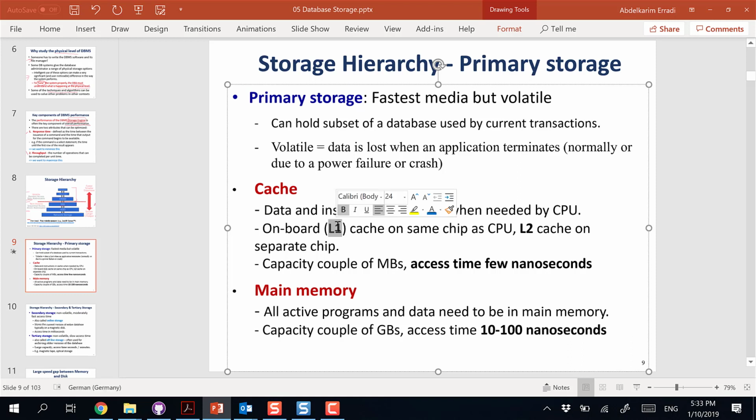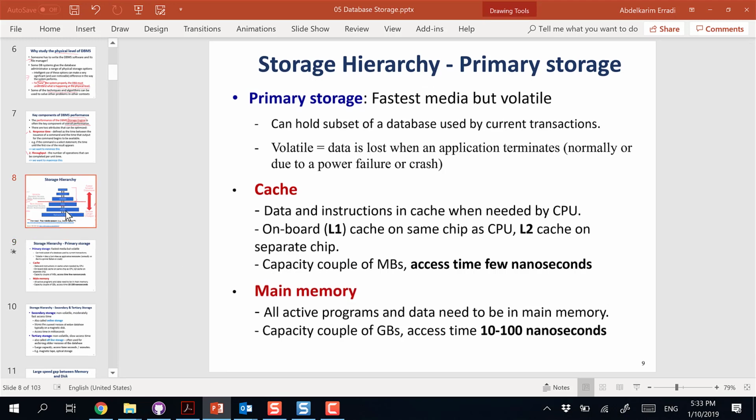The L1 cache, you will find the memory chip in the same chip as the CPU. And L2 cache will be on a separate chip, but very close to each other, physically very close. Now the main memory, this is where, as you know, all the programs and data need to be transferred from disk to the main memory for them to be processed. L1 cache and L2 cache are used for just the instructions or the data that is needed for the current operations being executed.